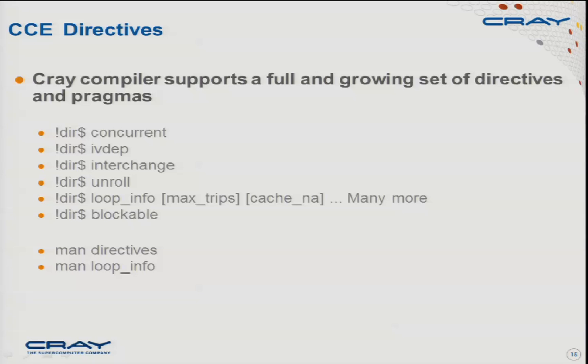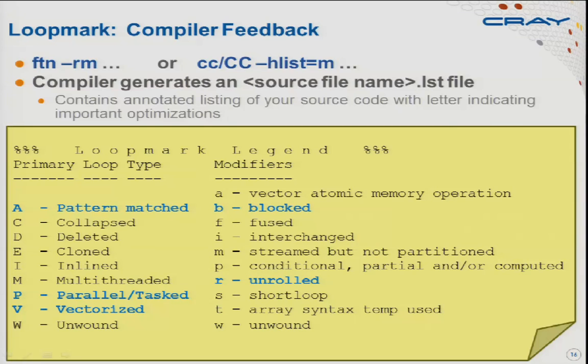So that the compiler can vectorize if you put this specific directive or pragma. All right. Now let's see how to get feedback when you compile your code. The first way is to use, in case of loop, this option here, -rm, or you can use this other option. This is for Fortran, this is for C++.